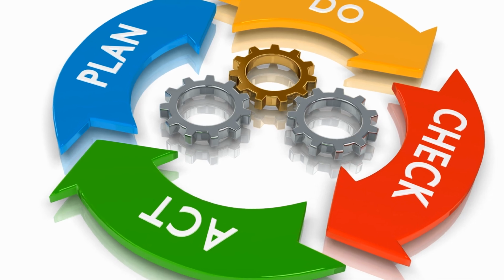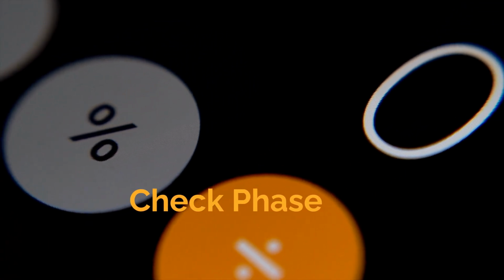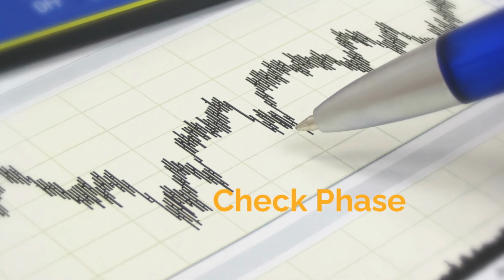Next is do. This is where you implement the plan and execute the actions. The third step is check. Here, you monitor and evaluate the results against the expected outcomes.